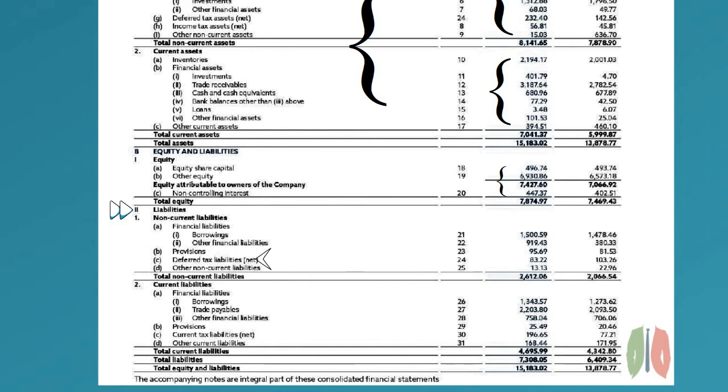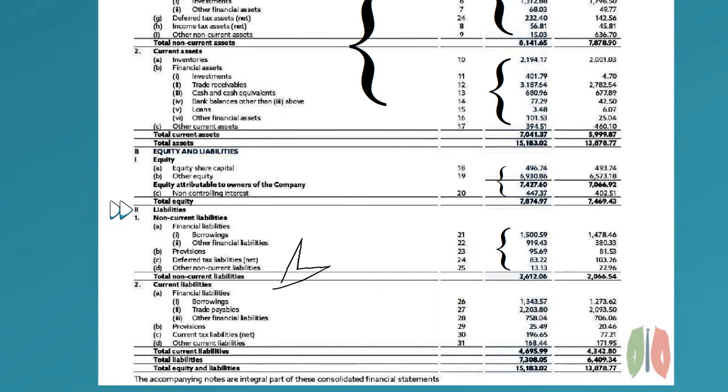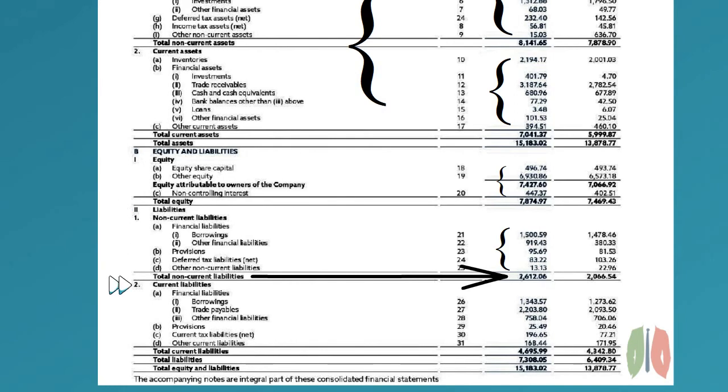Next, deferred tax liabilities. These are the tax differences which Sequent Scientific has to pay to the government in the form of tax. Other non-current liabilities they have not stated here, which is 13.13. So the total non-current liabilities is 2612.06. So next, current liabilities.